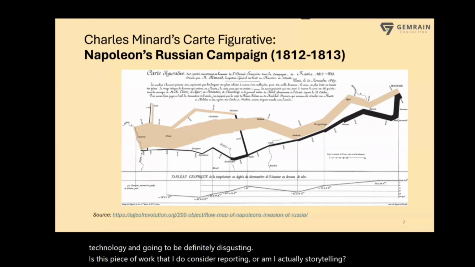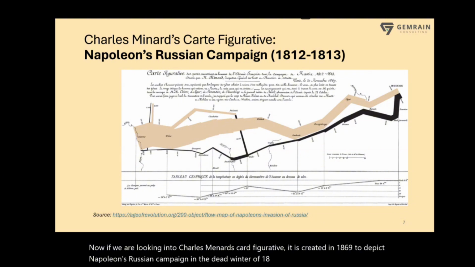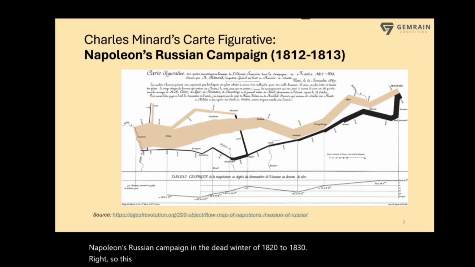If we look into Charles Minard's carte figurative, it was created in 1869 to depict Napoleon's Russian campaign in the dead winter of 1812 to 1813. Right. So this is a publicly available and very, very popular chart. You can basically go and check this out yourself later on in Google Images, right?